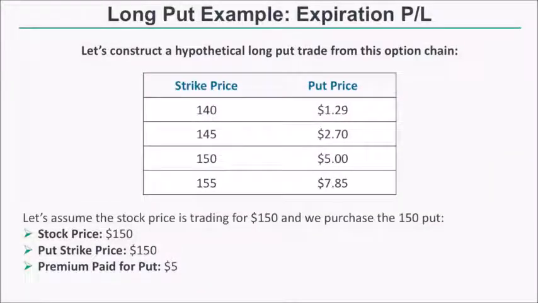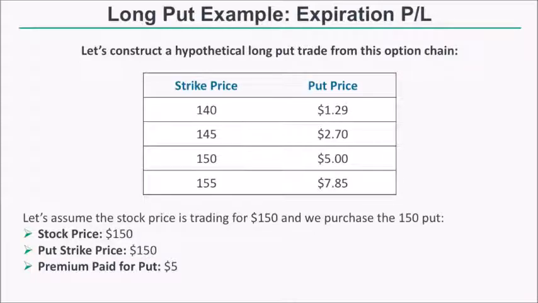Now that you know the basic characteristics of the long put strategy, let's go ahead and look at a basic example and check out the expiration risk profile graph. So here we have a bunch of different strike prices and the corresponding put prices. At the time of these prices, let's say the stock price is trading for $150 and we want to initiate a bearish position, so we're going to buy the 150 put for a $5 premium. So the stock price is at 150, we're going to buy the put with the strike price of $150, and we're going to pay a $5 premium for that put.